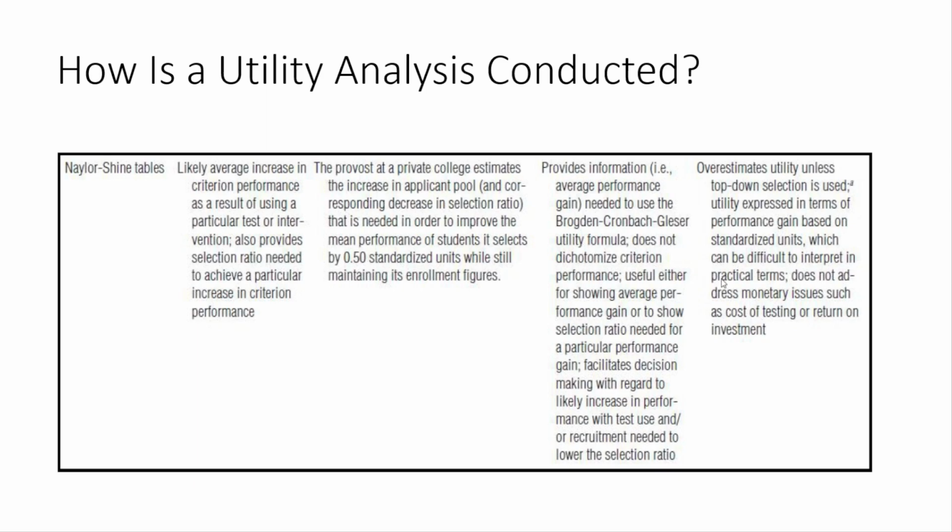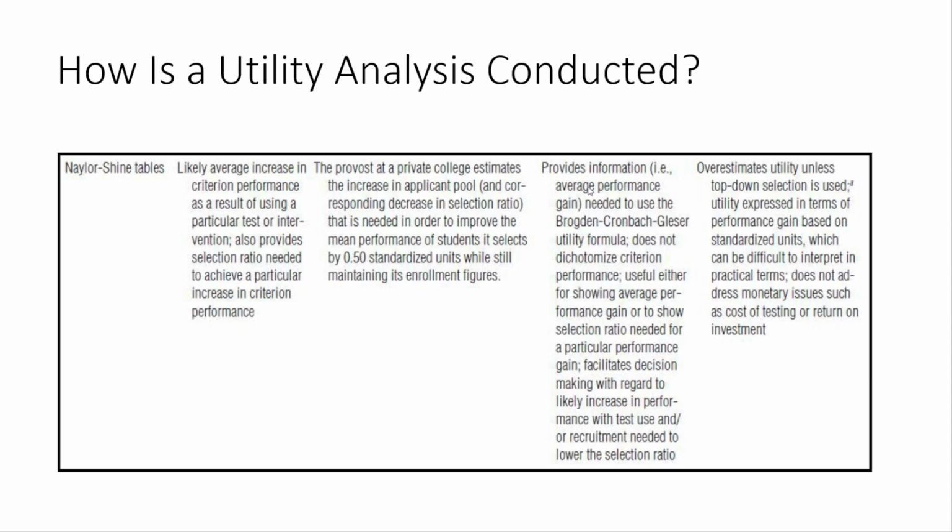It does not dichotomize criterion performance. It's useful for showing average performance gain or to show selection ratio needed for a particular performance gain. Facilitates decision-making with regards to likely increase in performance with the test use and or recruitment needed to lower the selection ratio. So, but ang disadvantage niya, it overestimates utility unless may top-down selection.